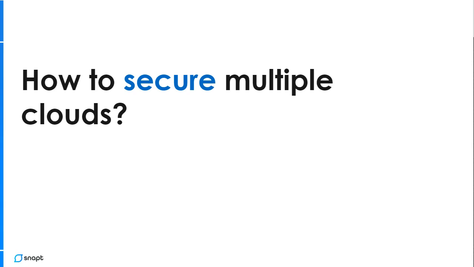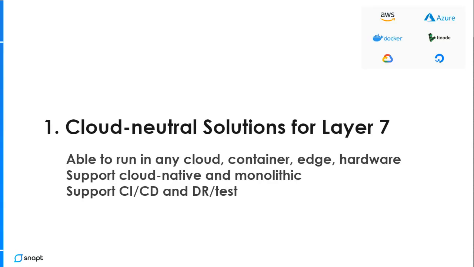They're only seeing 1/450th of the data, right? And when you move to multiple clouds, this can be a big problem, and especially as you scale up, right? So the first point that I have is to look for cloud-neutral solutions for layer 7. Specifically layer 7. You'll see I suggest cloud for layer 4. So what I mean there is the application layer, right?